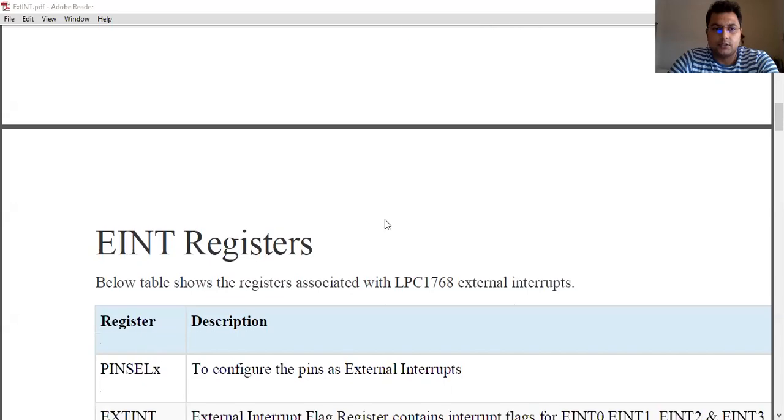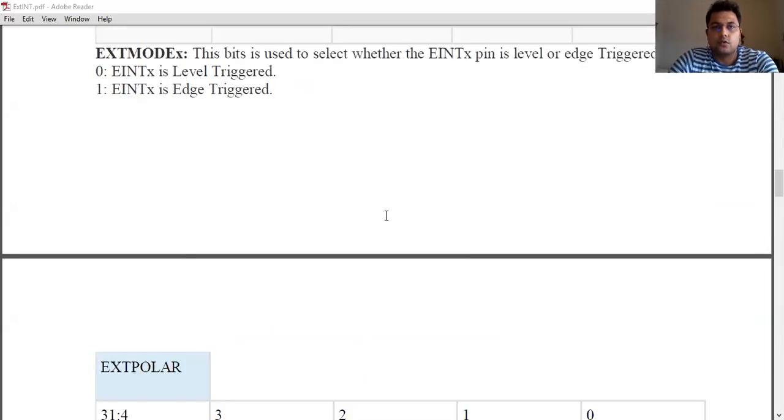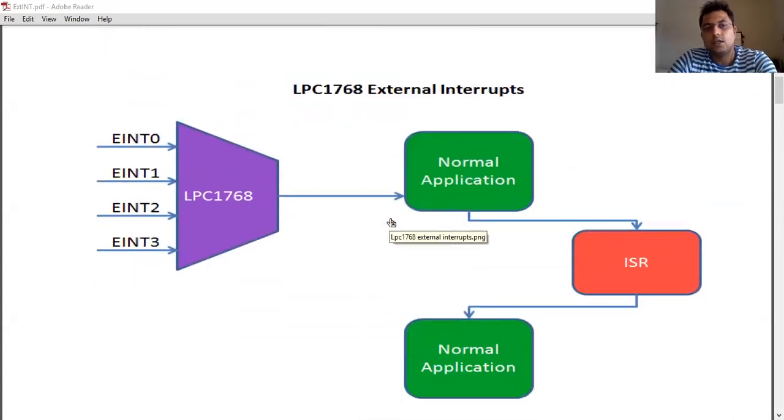So here in the interrupt sharing routine diagram, here is our diagram, as you can see. We have 4 external interrupts. So at a time, 4 external interrupts can be handled by our LPC1768. Corresponding to 4 external interrupts, you require 4 pins, and those pins you have to configure as input, means external interrupt pins. So we'll understand how to configure those pins.